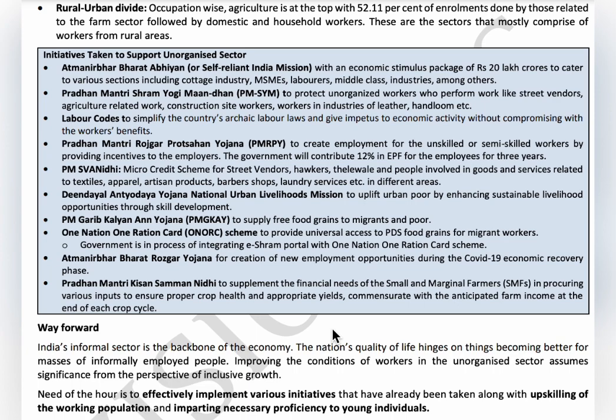By supporting them economically. The next is Pradhan Mantri Shram Yogi Maandhan. It is launched to protect unorganized workers by providing pensions in the old age. The next is labor codes. These were established to improve the economic activity and workers' benefit. The next topic is Pradhan Mantri Rozgar Protsahan Yojana. It provides employment to the unskilled and semi-skilled workers with EPF benefits of 3 years.